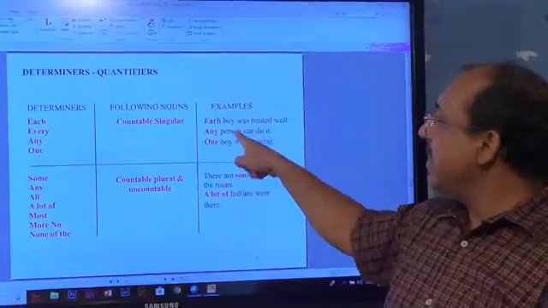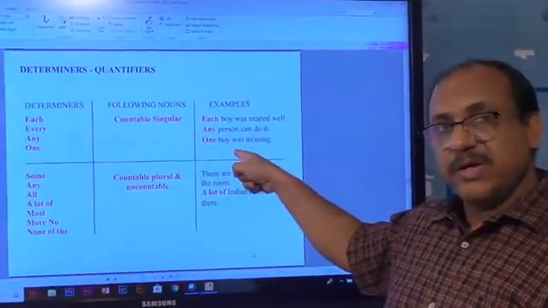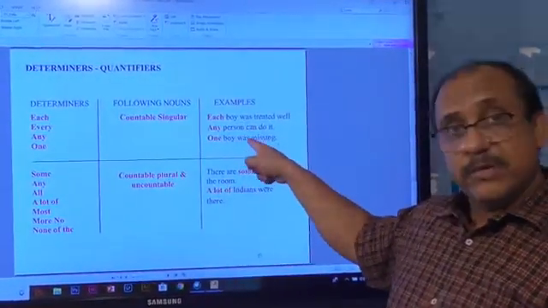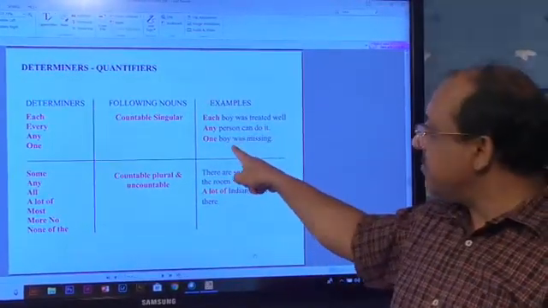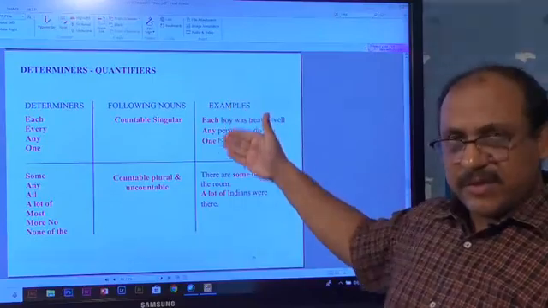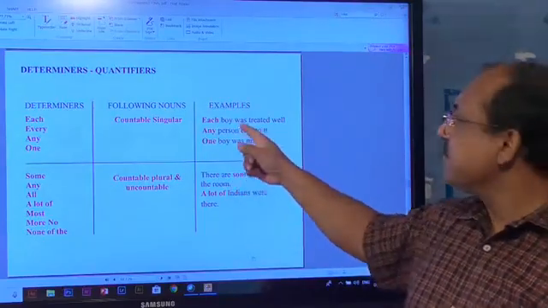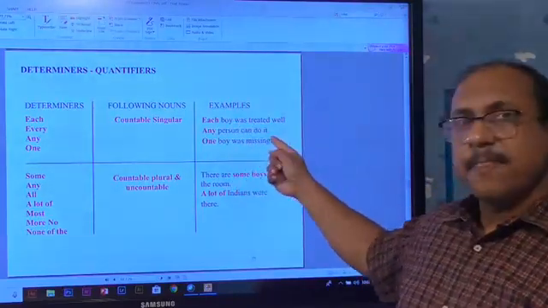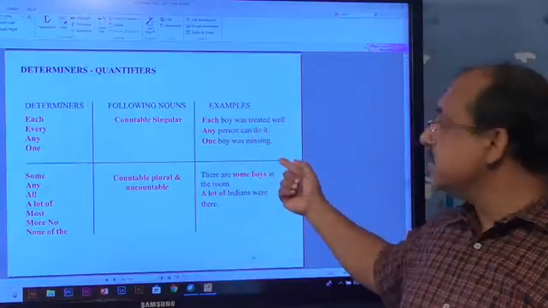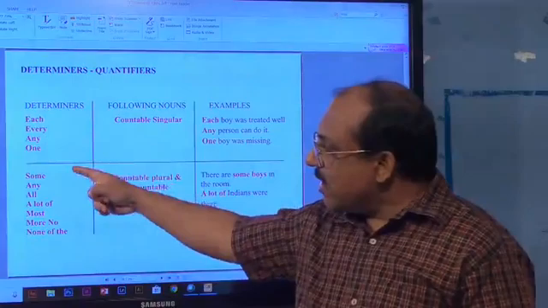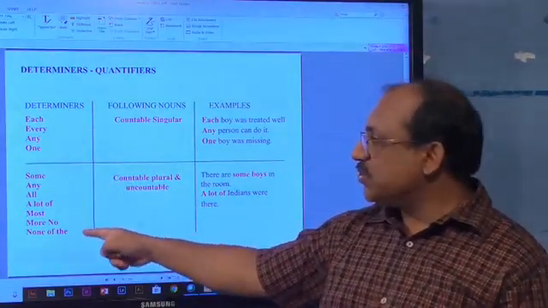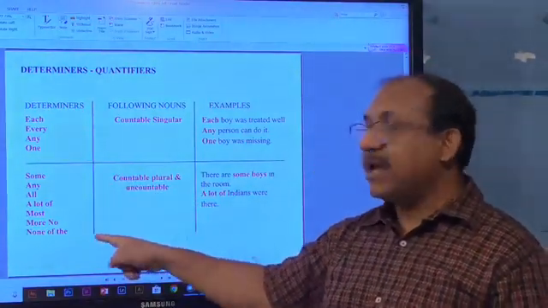In a similar manner, any person. Person is singular and countable. One boy. Again you can count one boy. It is singular. So we have some simple sentences. Each boy was treated well. Any person can do it. One boy was missing. Then we have some, any, all, a lot of, most, more, no, none of the.